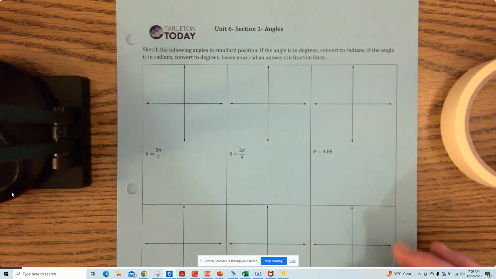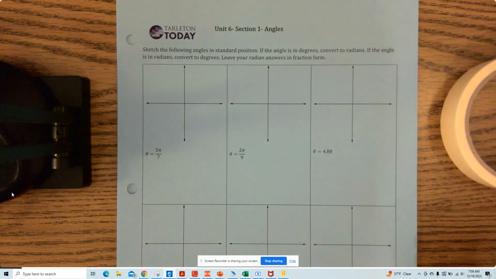So sketch the following angles in standard position. If the angle is in degrees, convert to radians. If the angle is in radians, convert to degrees. Leave your radian answers in fraction form. So for me, and again, this is stuff you should be familiar with. These are kind of our basic angle measures, but you guys probably haven't seen this before.